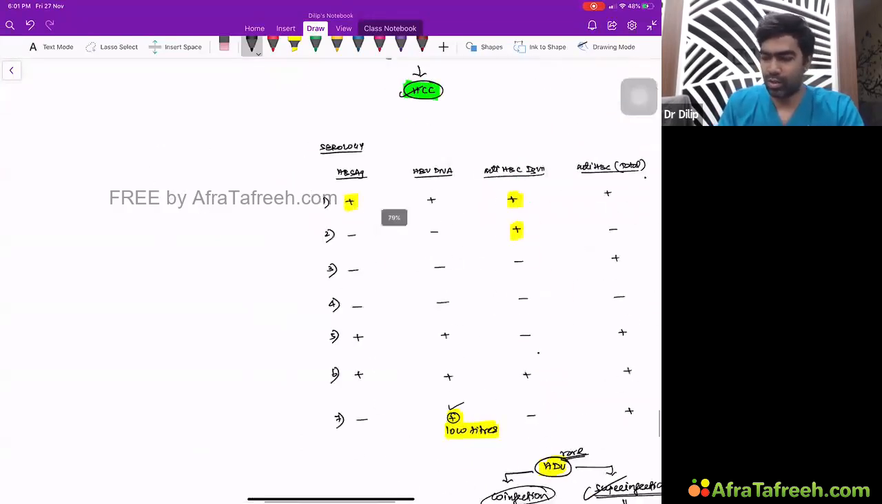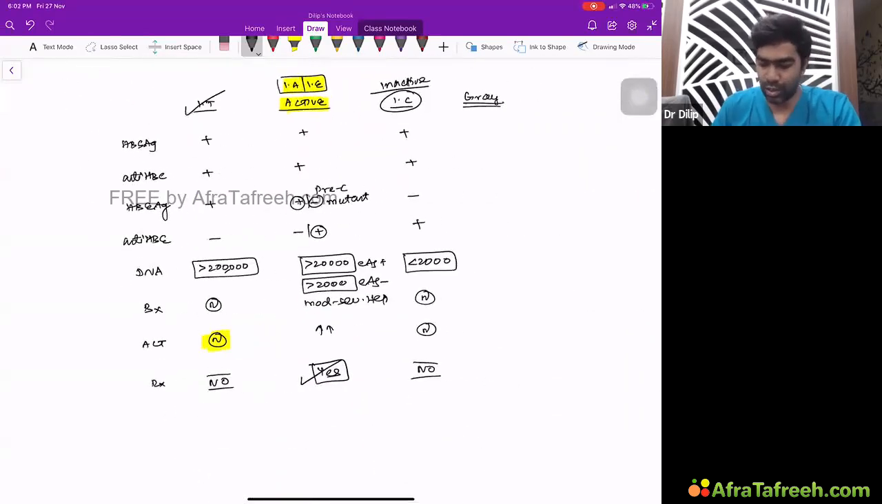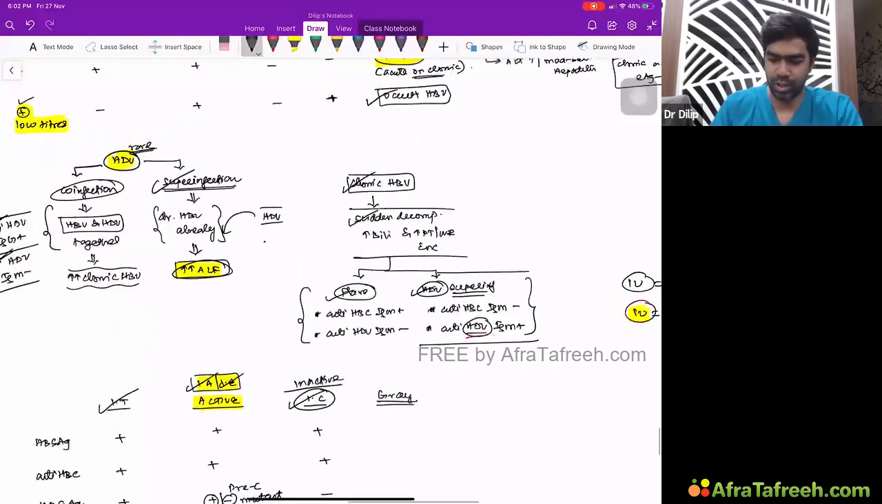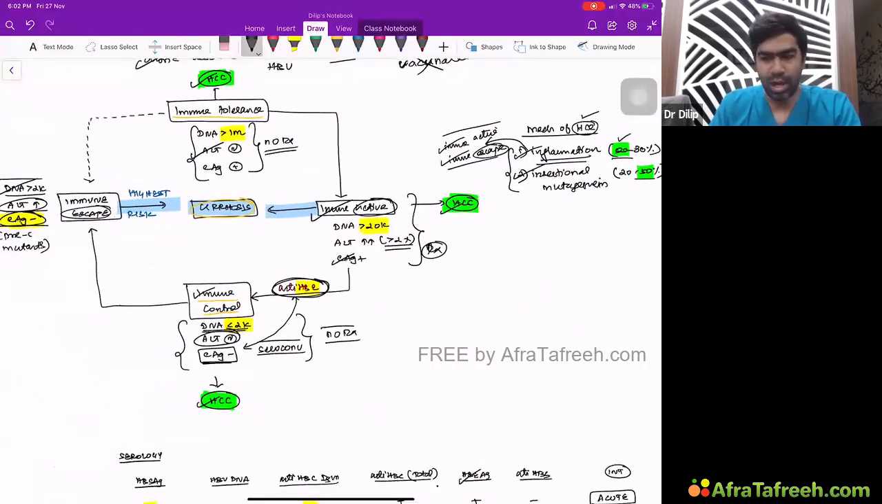So that's what I am trying to tell here in this kind of table, where immune tolerance phase, you don't need any treatment. And inactive phase, immune control phase, you don't need any treatment. But if it's an immune active or immune escape phase, you definitely need treatment. So that is the idea here. And there could be some gray areas. For example, if you go back here and see, the patient could have this kind of picture.